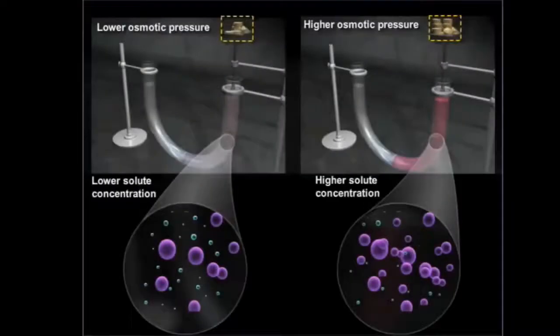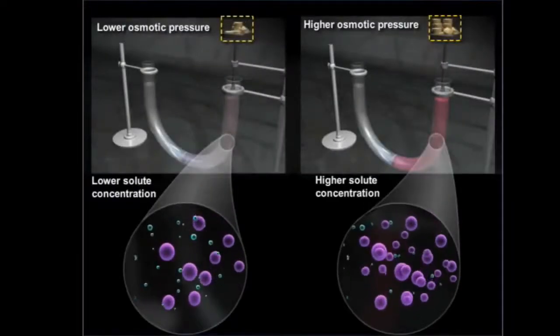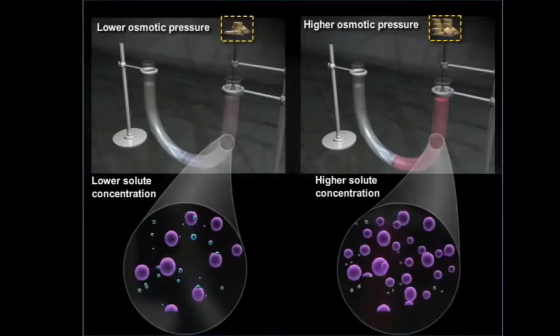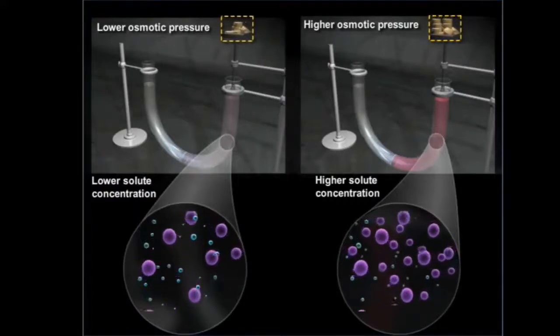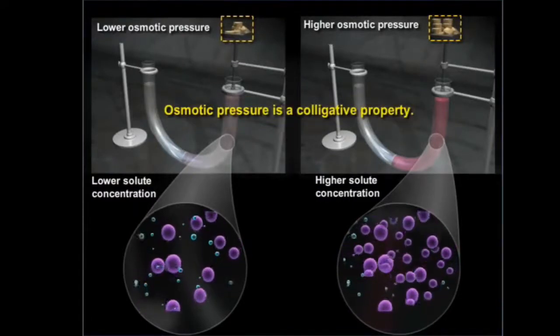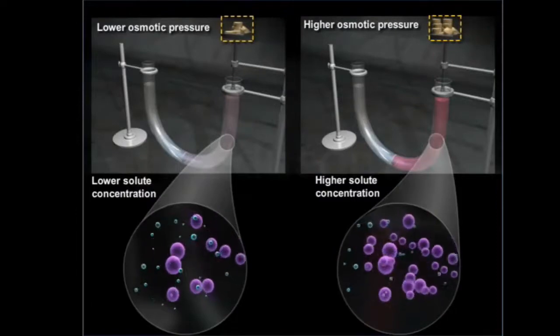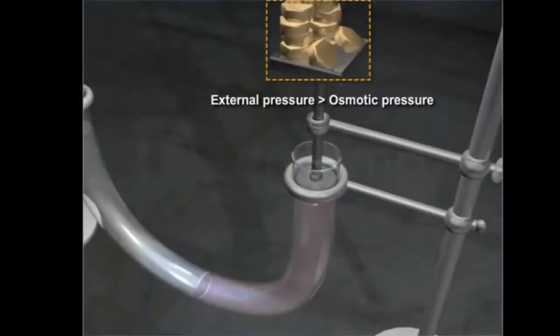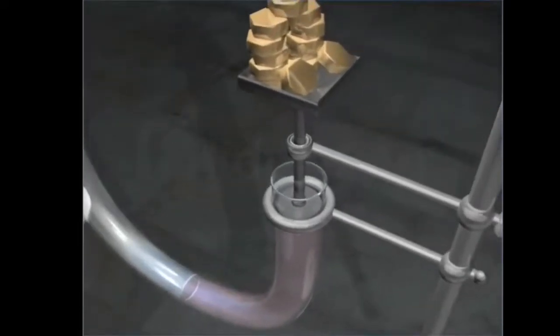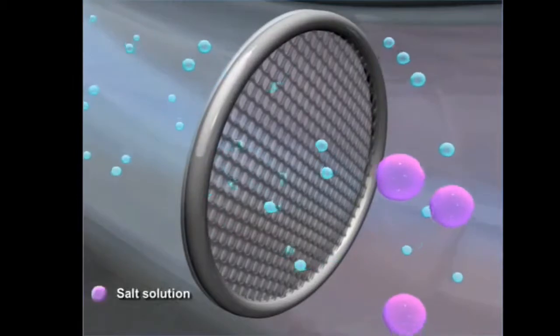Higher the concentration of solute in the solution, higher will be the osmotic pressure of the solution, irrespective of the nature of the solute particles. Therefore, you can conclude that osmotic pressure is a colligative property that depends only on the number of solute particles in a solution. When the external pressure applied exceeds the osmotic pressure of the solution, the process of osmosis is reversed. Reverse osmosis can therefore be defined as the condition in which the solvent molecules move from the solution to the pure solvent.